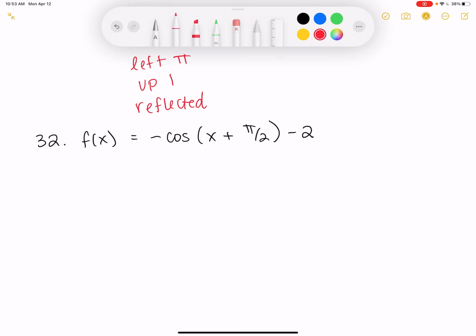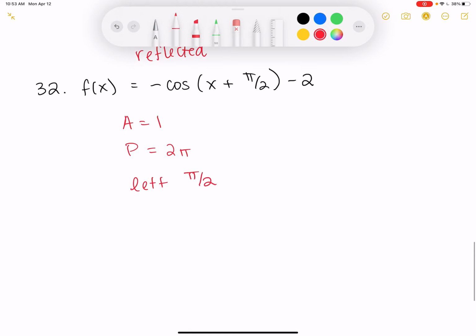Maddie, what's the amplitude? Sarah, what's the period? 2 pi. Tabitha: pi over 2, left. Units if you want the units. Brooke: down 2. Garrett: reflected. I did the period wrong. I wanted to do the last part.